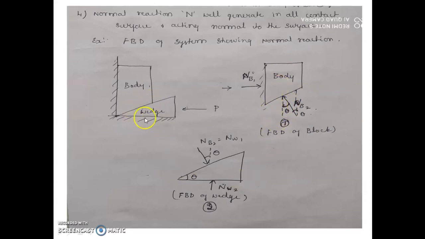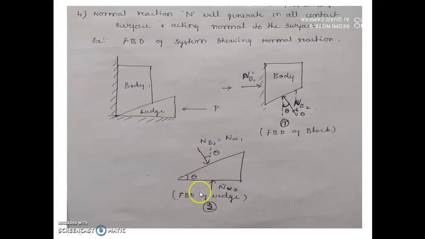Next, let us consider the free body diagram of the wedge, shown here. This theta is the angle of the wedge contact surface, which is inclined at an angle theta with the horizontal. Then this NB2 acts upwards on the body, and the same reaction is generated downwards on the wedge, at the same angle. Here theta is there, so this angle is also theta. This normal reaction generated will make an angle theta with the vertical axis.